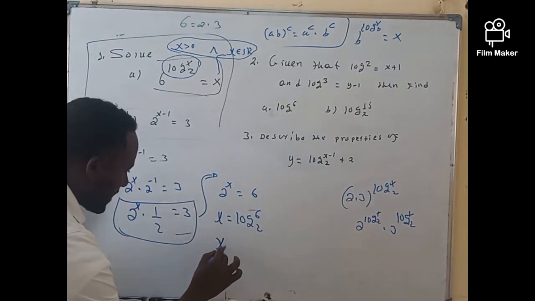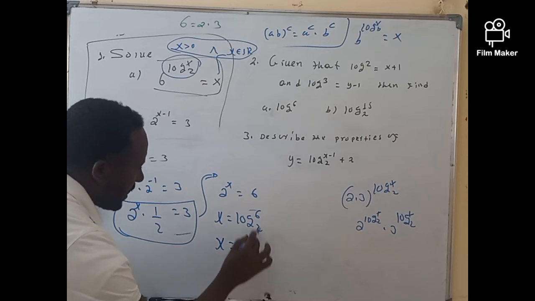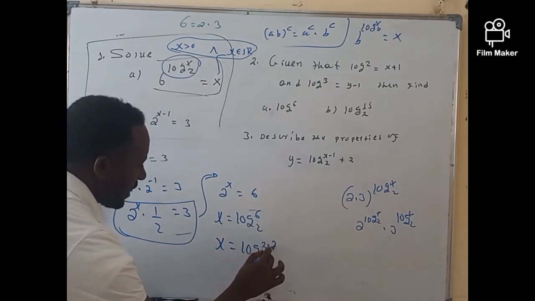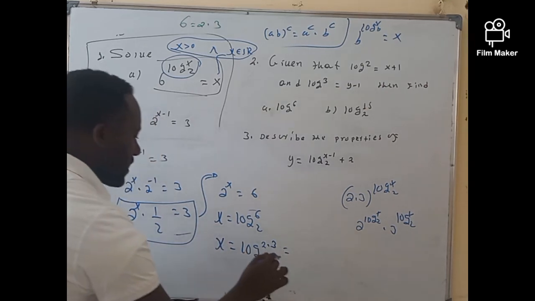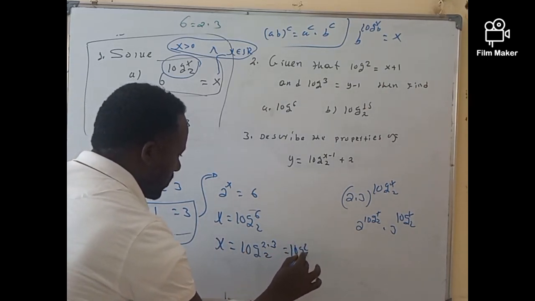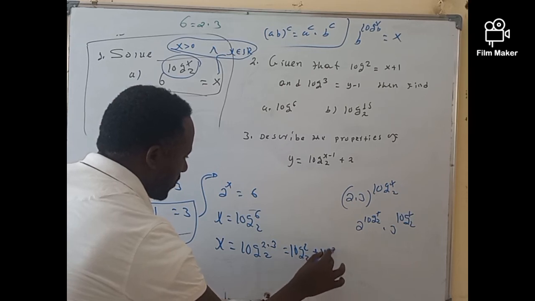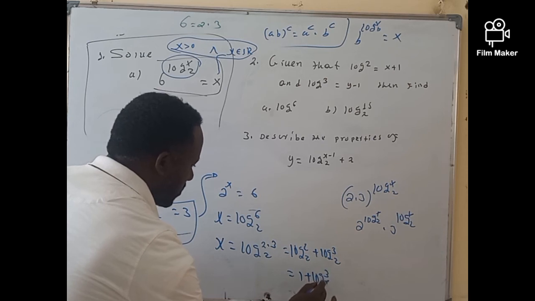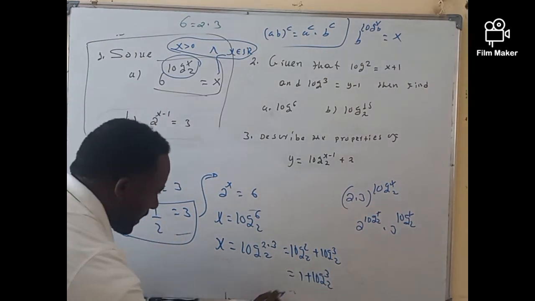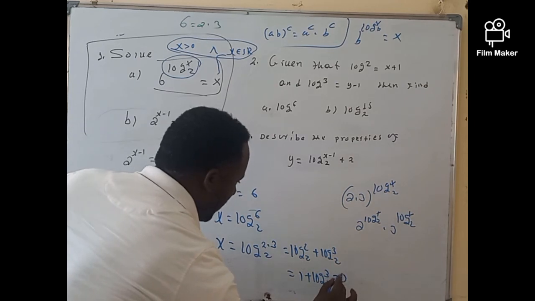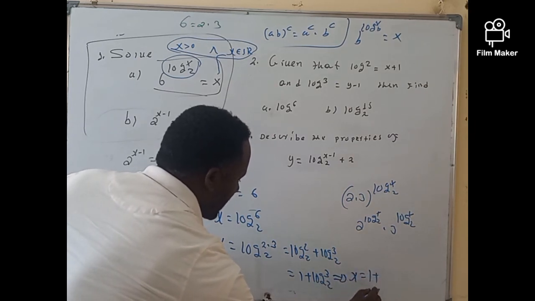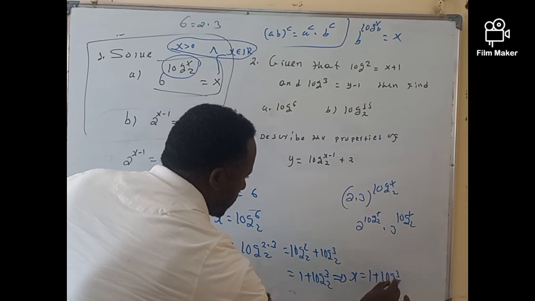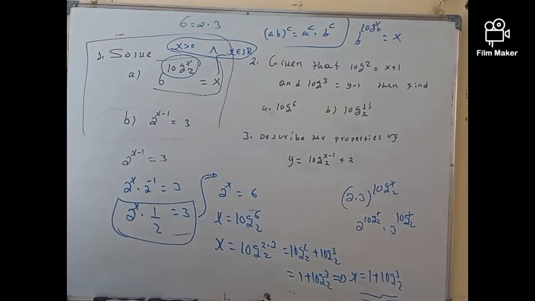Maybe now x is written as the logarithm of 6, which is 2 times 3, to the base 2. And with the law of logarithm, it is going to be the logarithm of 2 to the base 2 plus the logarithm of 3 to the base 2. And this is going to be 1 plus the logarithm of 3 to the base 2. And this implies x will be 1 plus the logarithm of 3 to the base 2. This is the value for x. This is how we are going to find the value for x in the case of the second problem.